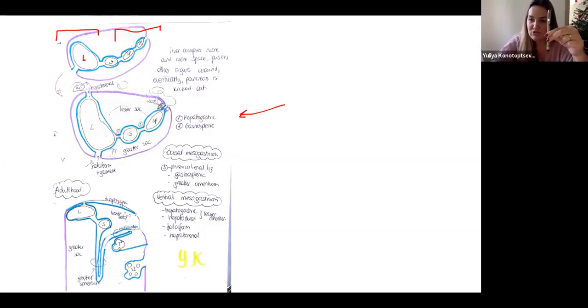The second rotation is the following. This is the pyloric part of the stomach. This is esophageal. The antero-posterior rotation goes like this. The pyloric part moves to the right and upward. So I repeat, it moves to the right and upward. And as you can see, now this is the position of the stomach.